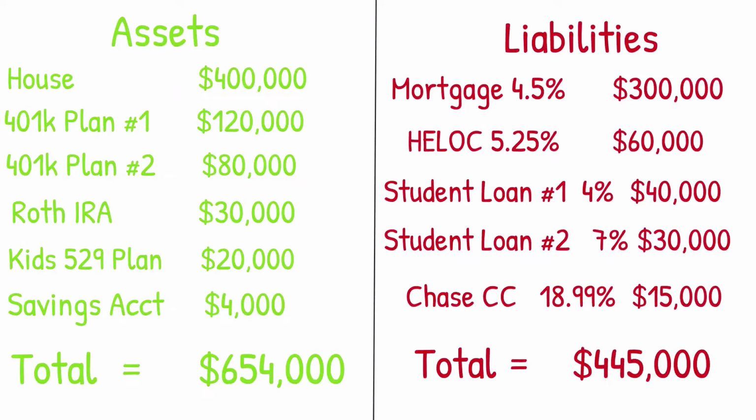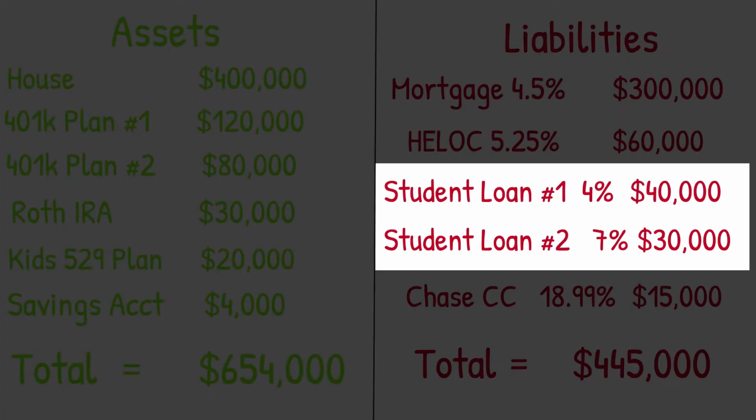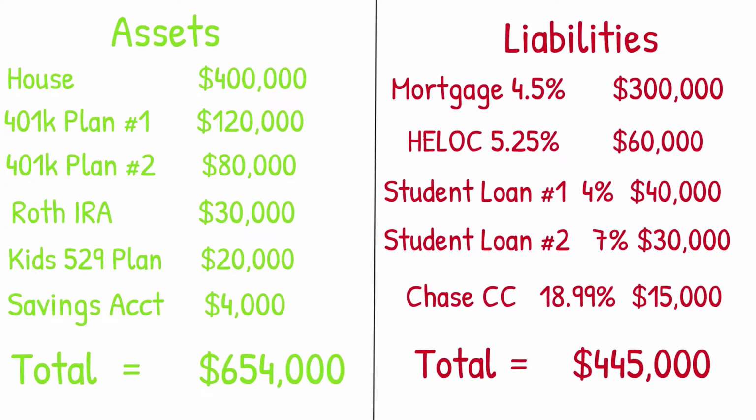The student loans, so there are two student loans, $70,000 between the two. Now, yes, it's great that they got their college educations, that they're earning more money because of that, they have good solid jobs because of that, but we don't want that debt. So we know that we want to get rid of that also.